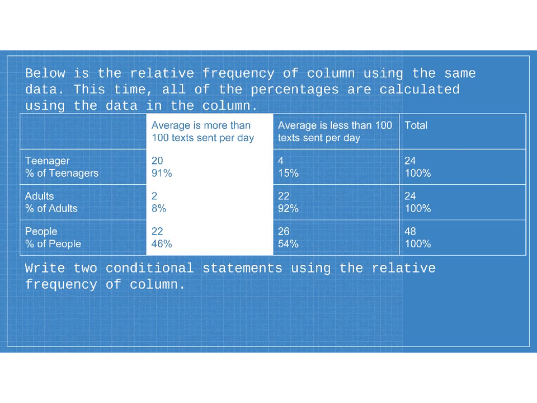Now as we look at this one, below is the relative frequency of the column. Notice that we are going vertically now with our solutions or percentages. This time all the percentages are calculated using the data and the column. So what I want you to do is write two conditional statements using the relative frequency of the column.